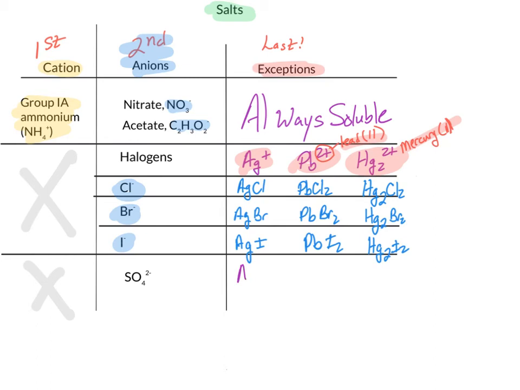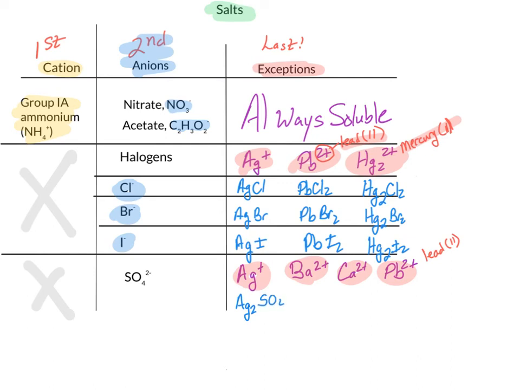And finally we can look at the sulfates. They are almost always soluble except when they are with silver, barium, calcium, and lead-2. Notice it is lead-2 specifically.